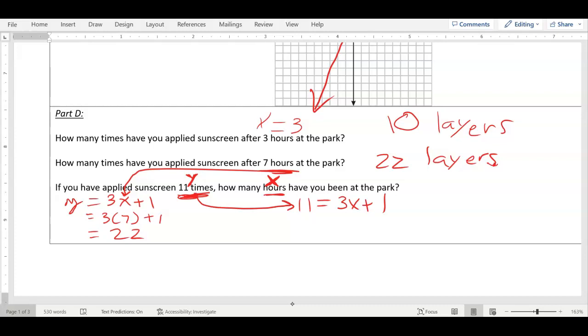Technically, you could solve it other ways, but we're just going to do it doing opposites. The loner is plus 1. How do I get rid of that plus 1? Minus 1, minus 1. So I have 10 equals 3x. And then my last step, to get rid of that 3 in front of x, what do I do? Divide by 3. So when they're asking how many hours, it's 10 divided by 3 hours. Now, you might press Control Enter and get 3.3 repeating, or 3 1/3 hours.